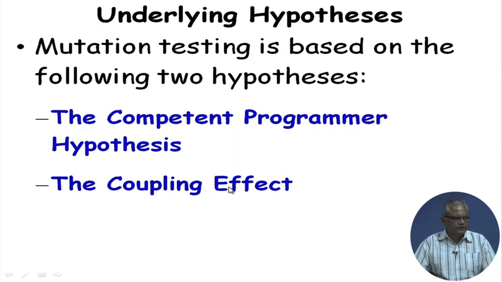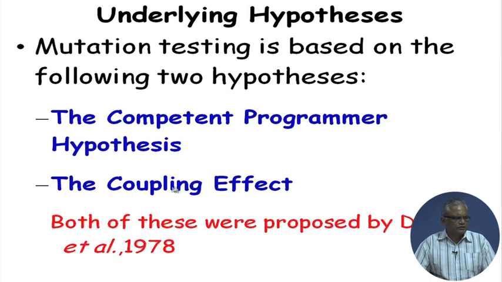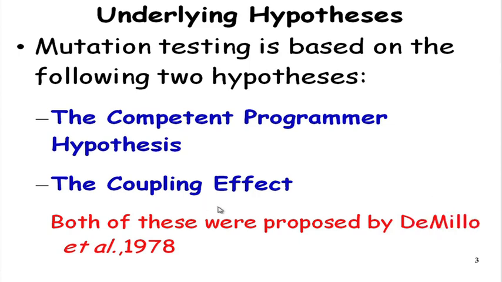And the second assumption or the second hypothesis is that when we introduce several simple errors, that can behave like a complex error introduced by the programmer. A set of simple errors is equal to some complex error. Both of these were proposed by DeMillo in 1978, and these two are the underlying theory behind mutation testing, why mutation testing works.